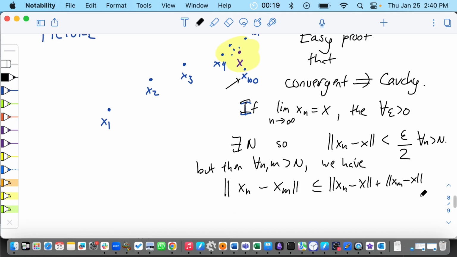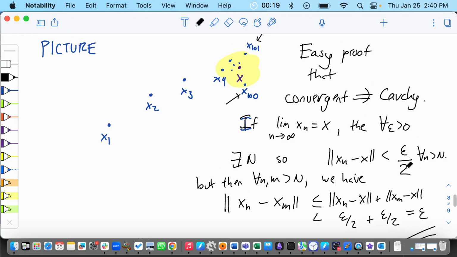And that is less than epsilon over 2 plus epsilon over 2. Okay, I guess strictly less than to be fancy. Which is epsilon. And that is the definition of Cauchy. So there we go. If they're converging, if they're all getting close to x, then of course they're getting close to each other. Okay. That's the easy way.